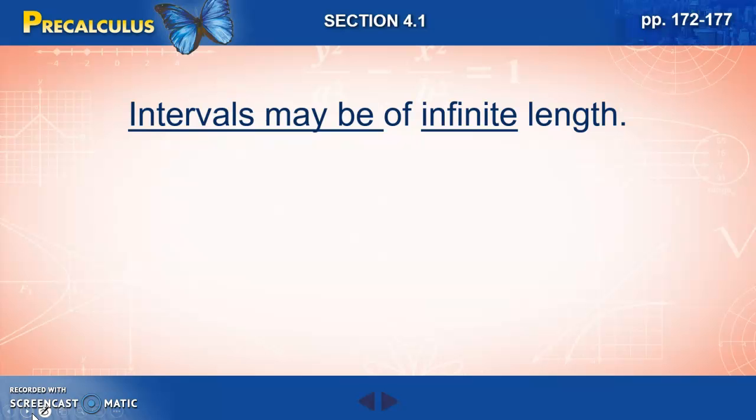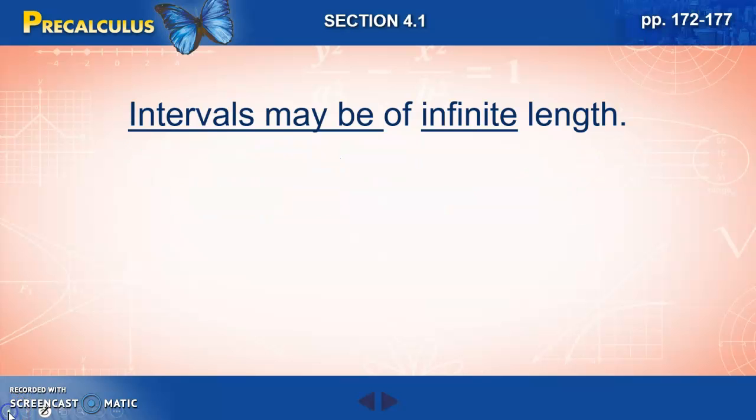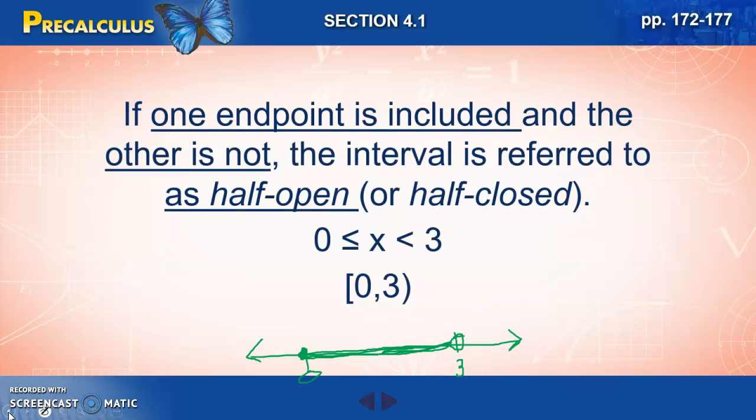Intervals may be of infinite length. The symbols infinity and negative infinity are used to indicate the lack of a bound. Going back to our previous slide, we talked about this being our interval. One term that we didn't use: the number on the left here is called our lower bound. And what do you think the term on the right is? The number on the right is going to be called our upper bound. So in this particular interval, our lower bound is 0 and our upper bound is 3.